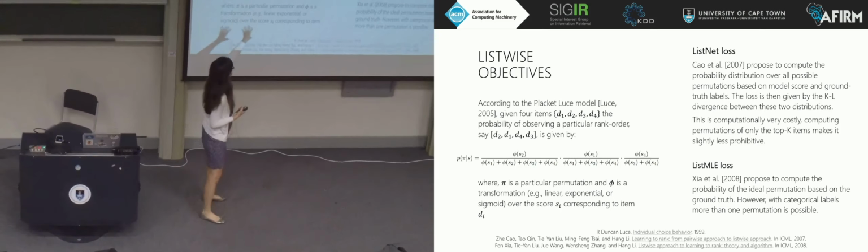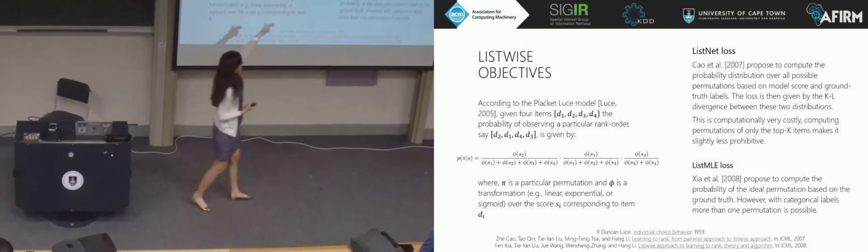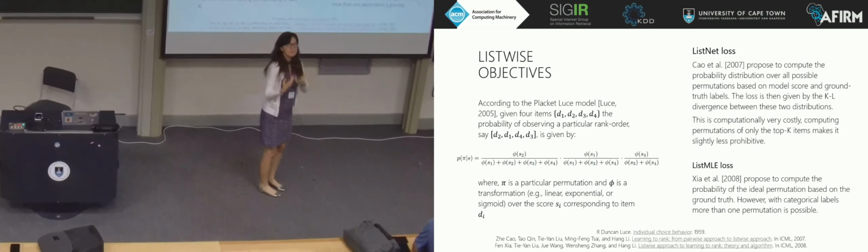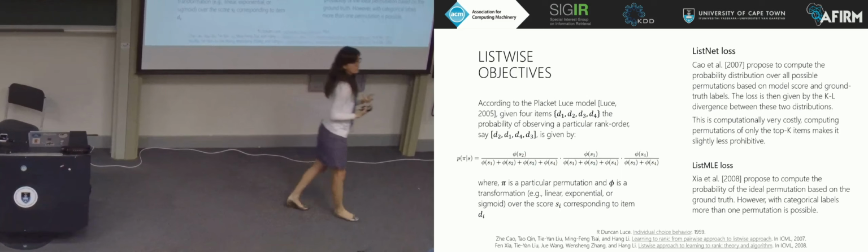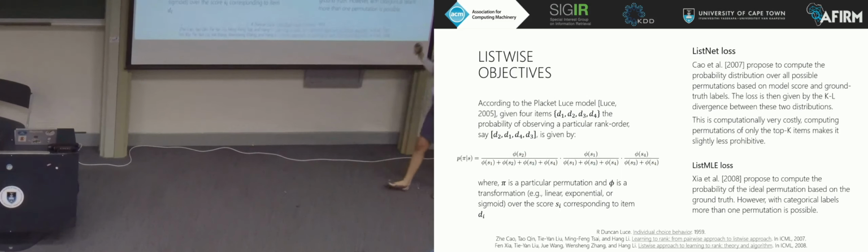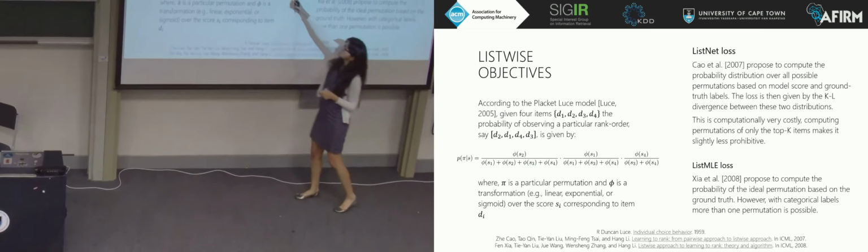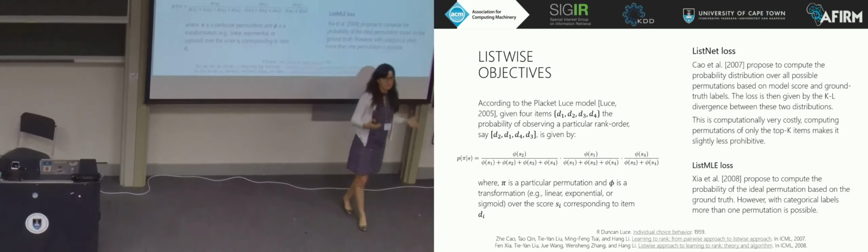And then, given this probability distribution over rankings, there are different approaches to doing the optimization at the end, or computing the loss function. One could be that, given the scores, you now have a probability distribution of rankings.